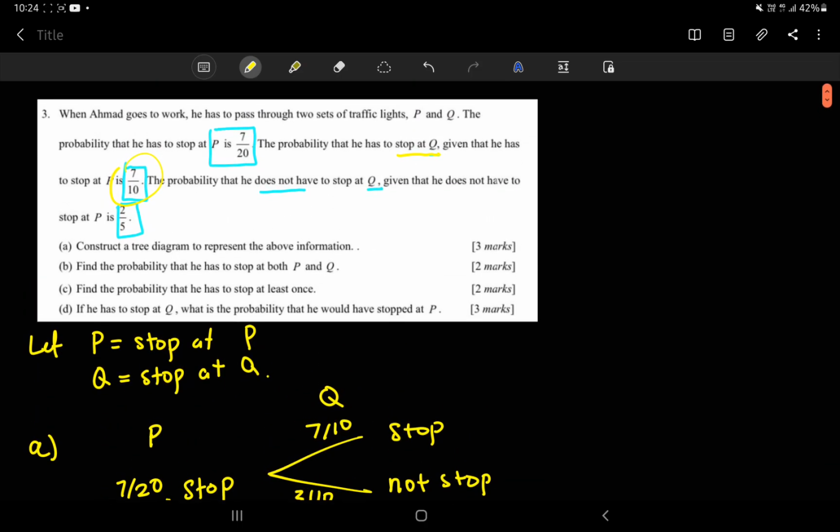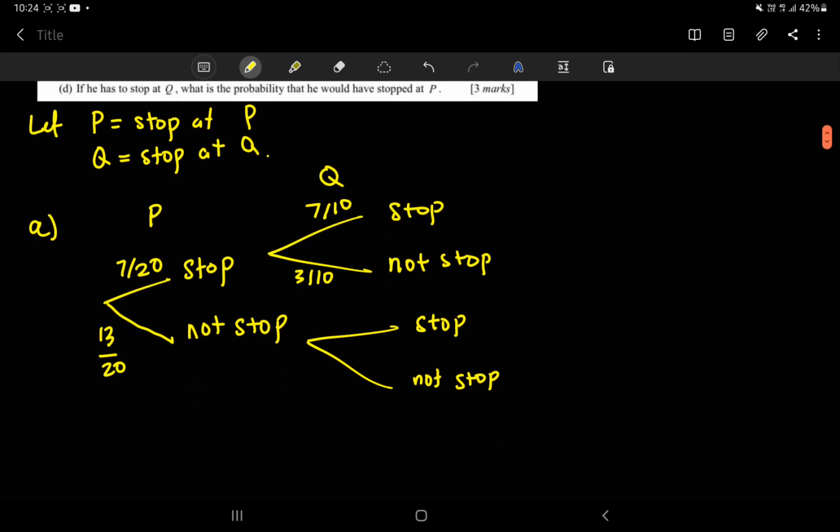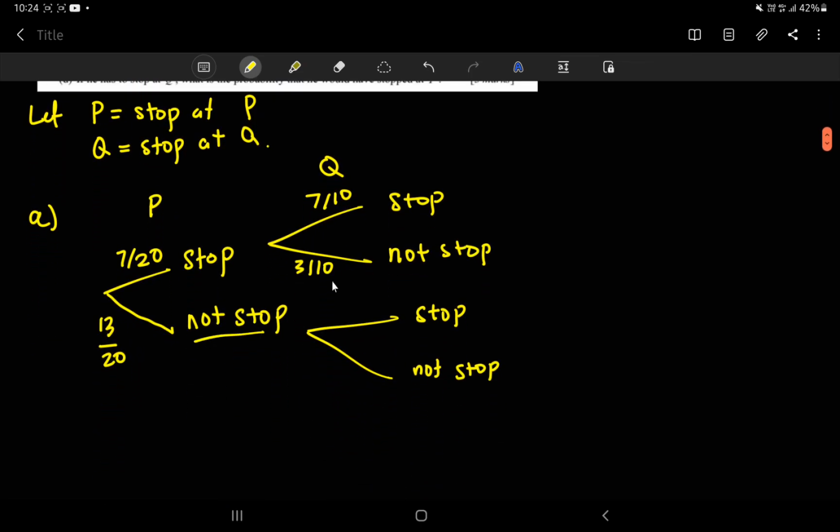Looking back to the question, the probability that he does not have to stop at Q, given that he does not have to stop at P, is 2/5. So not stop at P, not stop at Q is 2/5. The complement is simply 3/5. Okay, so our tree diagram is done.